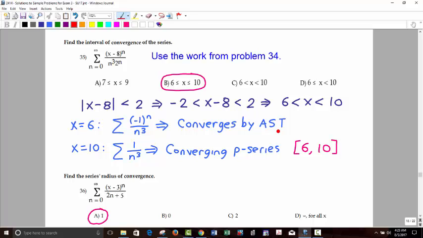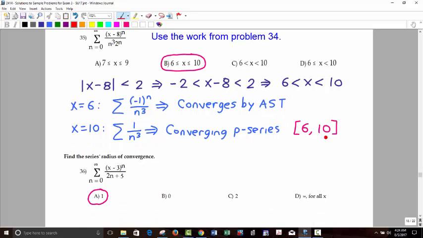Now, for these, you don't have to test conditional or absolute convergence. The only time you have to do that is when it asks for it in the problem. Otherwise, perfect. So it's converged here. Now, when I put 10 in there, I get 10 minus 8, 2 to the n divided by 2 to the n. That's just 1. So then the n's go away completely. So 1 over n cubed, a converging p series. So this one happened to work out where it's closed at both ends. I wrote the brackets up there.